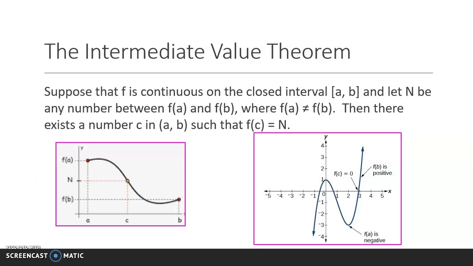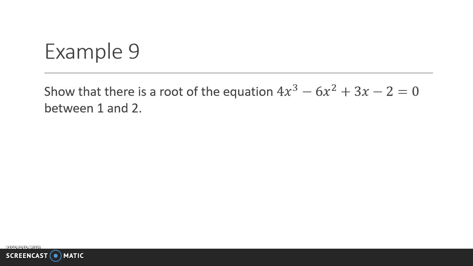So let's take a look at an example. In example 9, it asks you to show that there is a root of the equation between 1 and 2. So basically, evaluate for 1, evaluate for 2, show that one's positive, one's negative, and there must be a 0 in between. So go ahead and do that, then press play to check your answer.